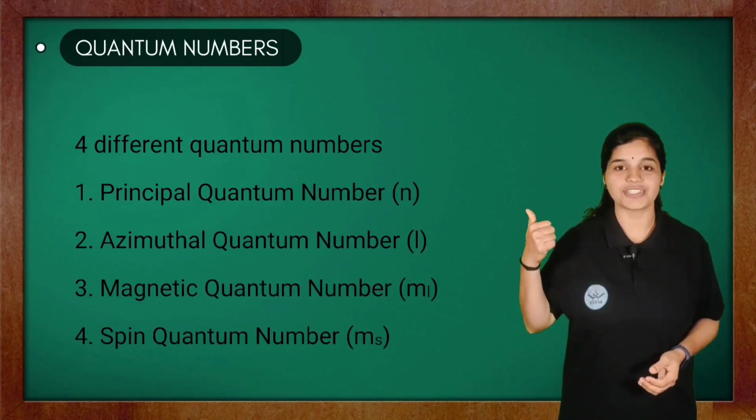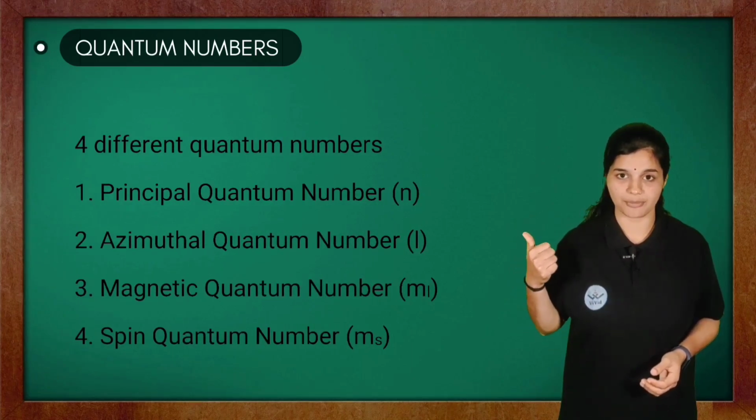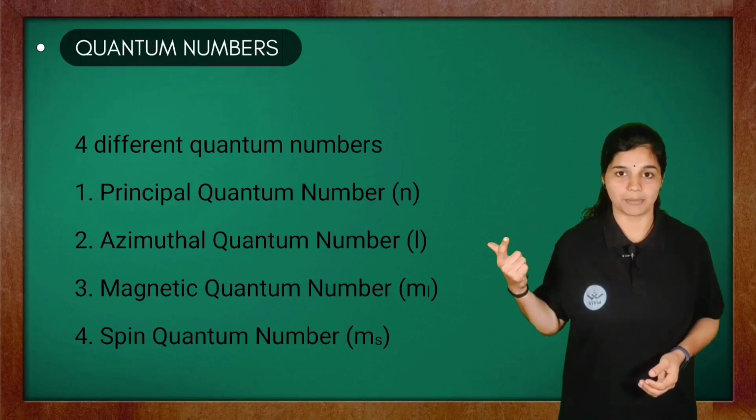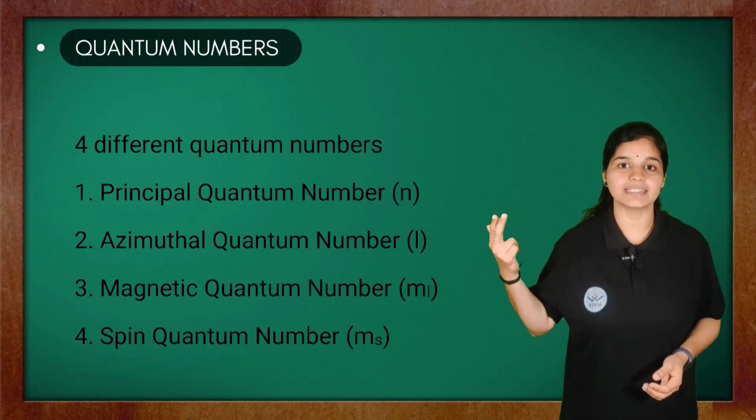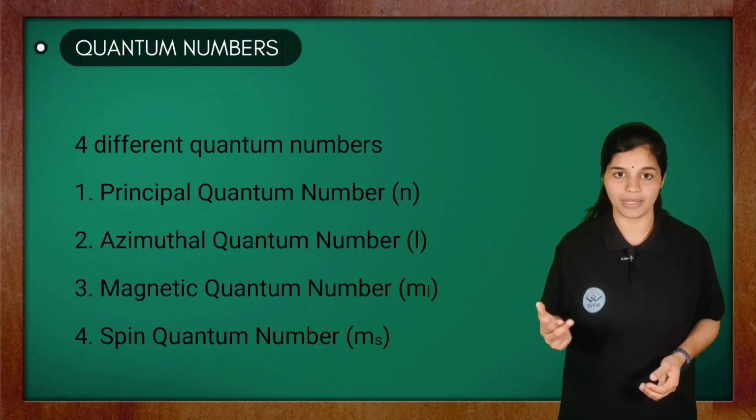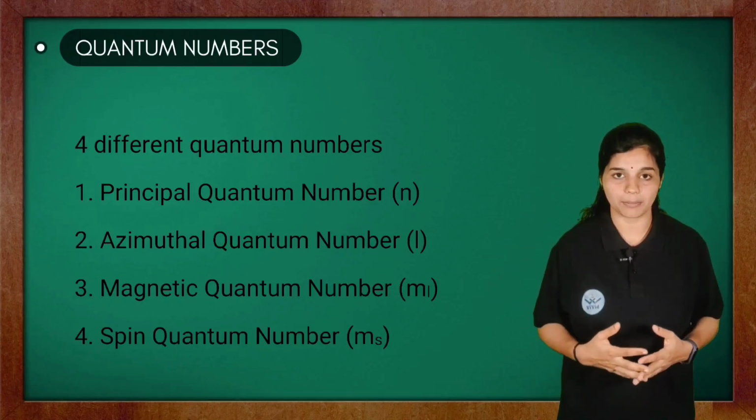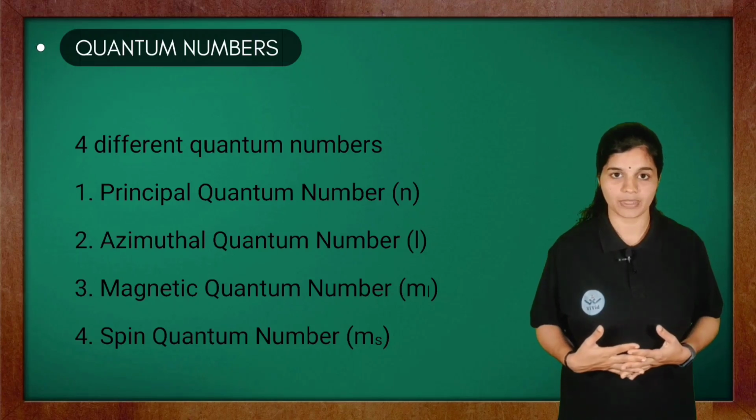Principal quantum number, which is represented by the small letter English alphabet n. Azimuthal quantum number, represented by l. Magnetic quantum number, represented by ml. Fourth is the spin quantum number, represented by ms.